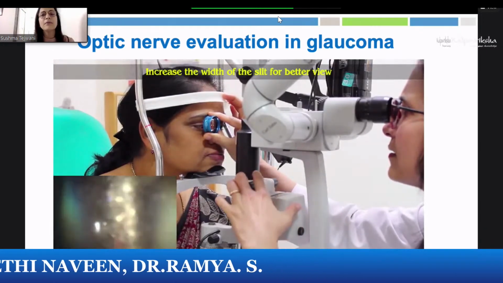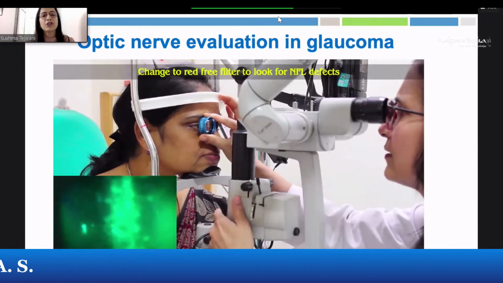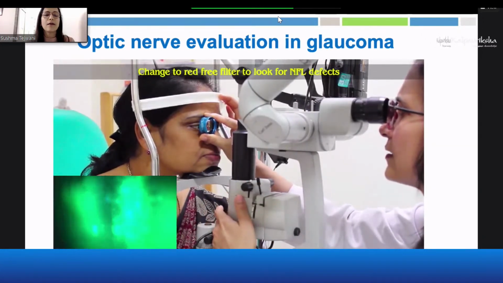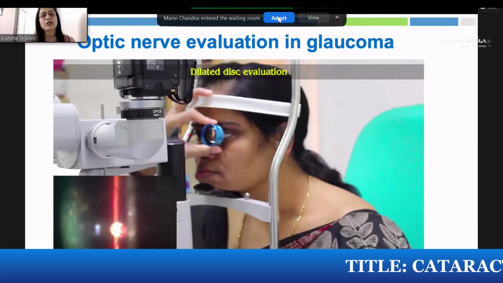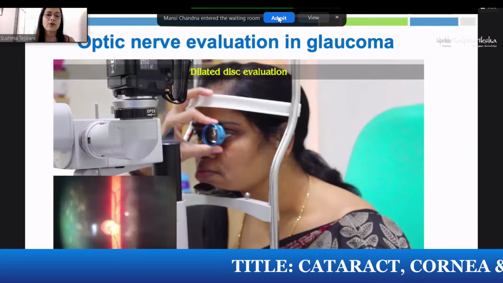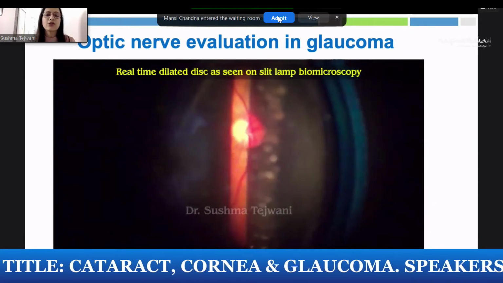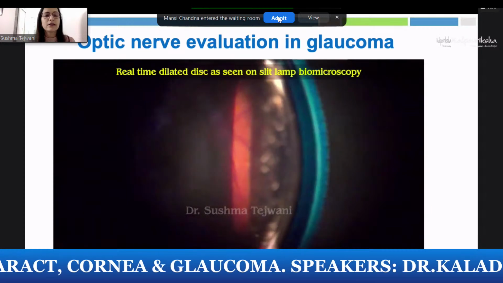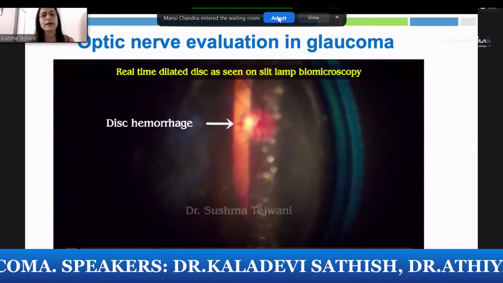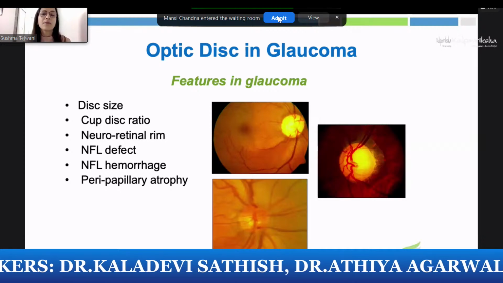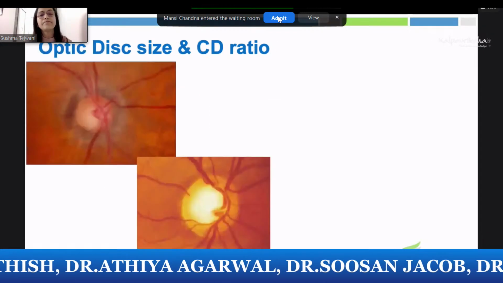You can widen the beam to have a better view, so that you can have a better judgment of, say, CD ratio or other important things that you need to look at in the optic nerve. Dilated examination gives you a very good view. So all patients of glaucoma, whether it is open angle or angle closure post PI, you should have a dilated disc evaluation to have a fair idea how the optic nerve looks, so that you can pick up earliest changes. So the optic disc features in glaucoma, these are the things that we need to look at.